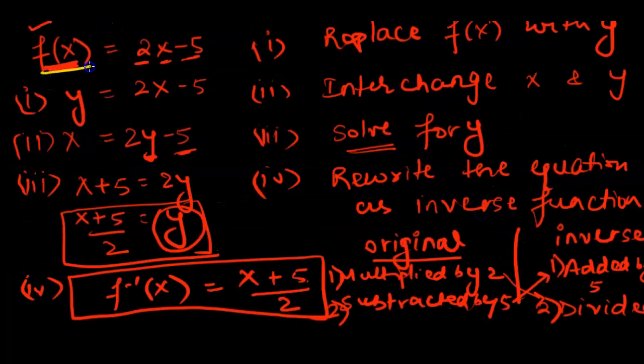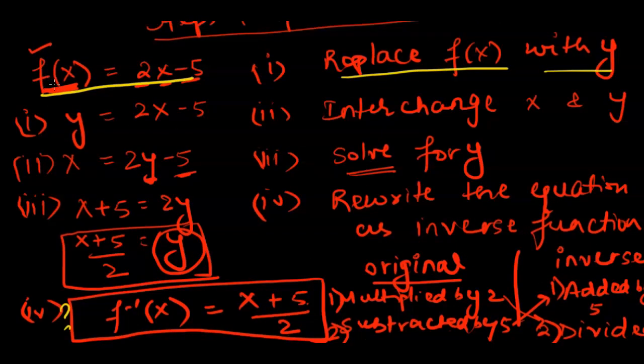Let's quickly summarize this. If we're given a function f(x) = 2x - 5 and we have to find the inverse of the function, then we first follow the first step, that is replace f(x) with y. Replacing f(x) with y would give us y in the equation, and this becomes our first step. So we would get y = 2x - 5. Second step is to interchange x and y. So we interchange x and y. The y place becomes x and the x place becomes y.